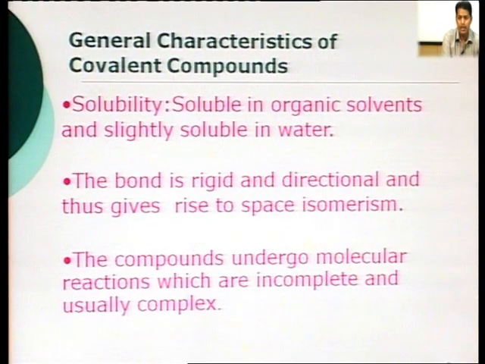The bond is rigid and directional and thus gives rise to space isomerism. In ionic bond, the bond is not directional, but a covalent bond is directional, and so it gives rise to space isomerism. That is, there are different geometries for the molecules due to the rigid bond formation. The compounds undergo molecular reactions which are incomplete and usually complex, rather than ionic reactions.